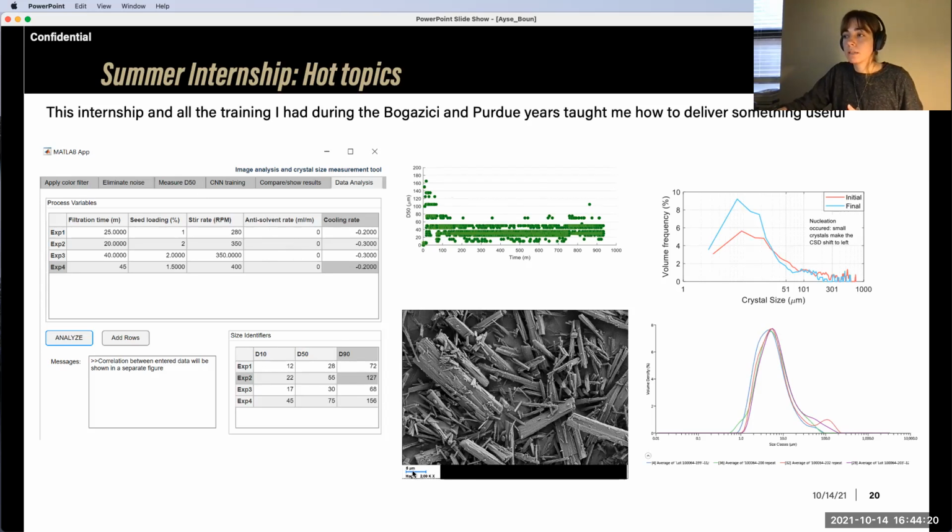And if you look at the scale, this is 5 micrometer. It was actually very accurate. The crystals were between 10 micrometers to 70 micrometers. So that was nice to see.